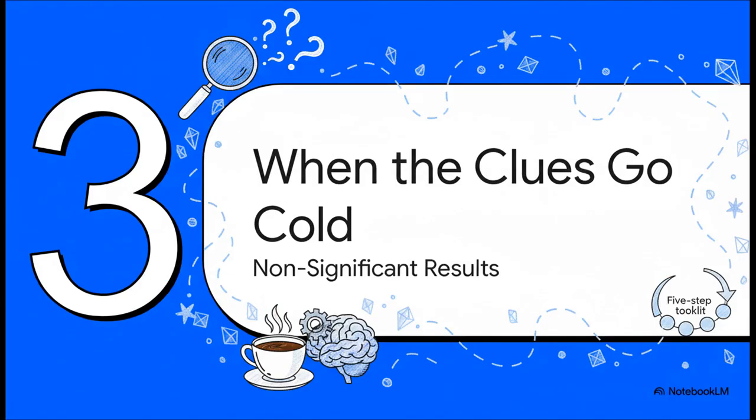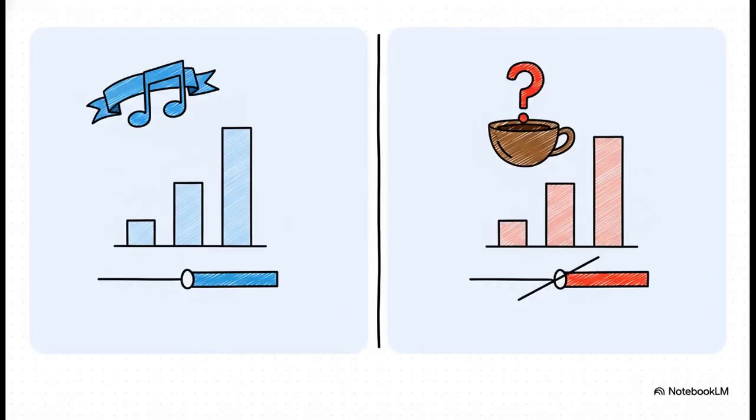When the evidence just isn't there? Let's look at another quick case. Does caffeine improve memory? Sometimes the most important conclusion a detective can make is that there just isn't enough evidence to go on. And guess what? Our 5-step toolkit works perfectly for that too. Let's put the clues side by side. On the left, our music study, and on the right, this new caffeine case. And whoa, the evidence tells a completely different story.